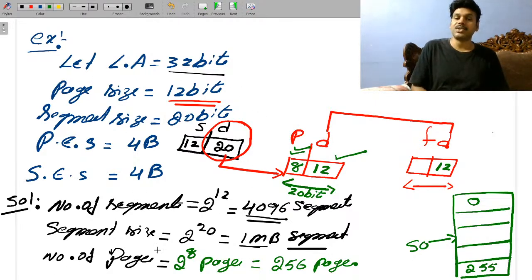That's our last question. Your page map table size is nothing but the number of pages, which is 2 power 8. So what is your page map table size?